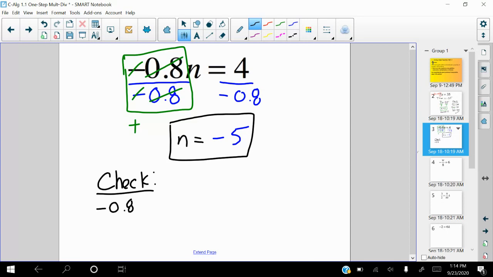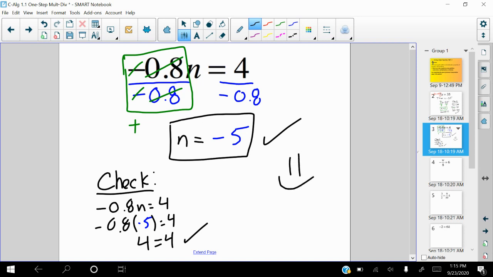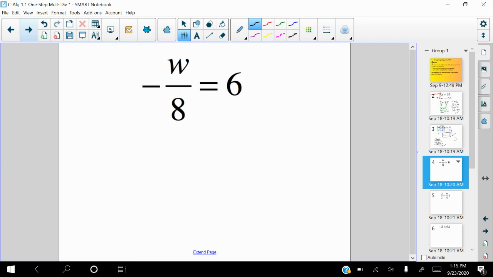So I have negative 0.8 n is equal to 4. We're going to substitute our value of n that we just found, which is negative 5, and let's simplify it. Negative 0.8 times 5, or times negative 5, sorry. A negative times a negative is a positive, so we know our answer is going to be positive, which is good. 0.8 times 5 is going to be 4. And look at that, 4 is equal to 4, which means that our answer is indeed correct. Nice one. Let's try out this problem.